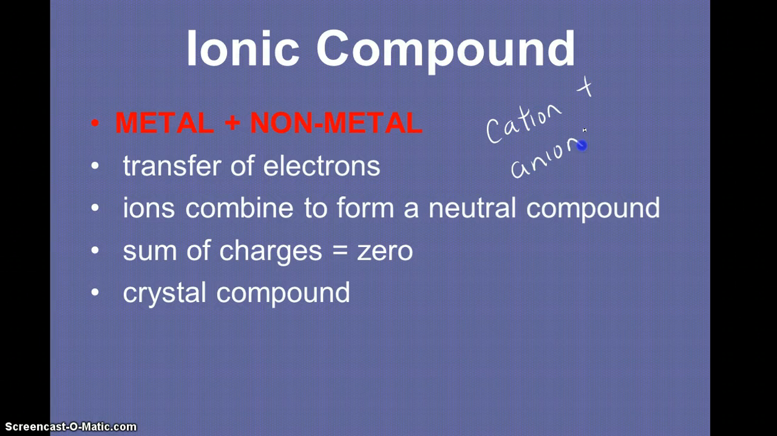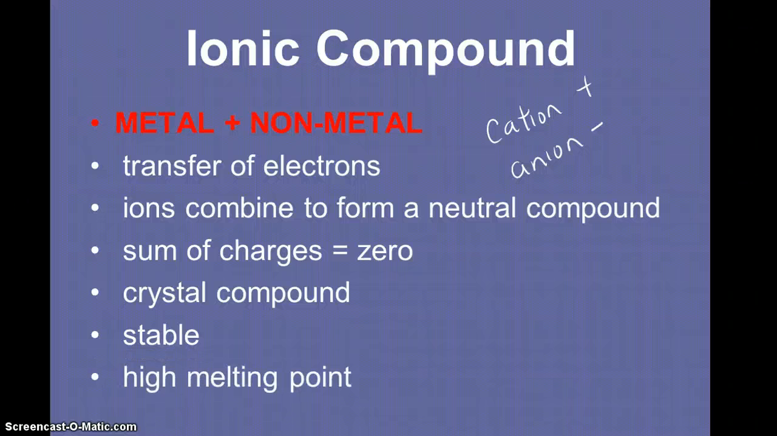Cation, anion. The cation's always named first before the anion, and that will make more sense hopefully soon here, okay? We talk about crystal compounds and the stability of these ionic compounds. There are a lot of crystal compounds. They are very stable, is what I'm trying to say here, and they do have very high melting points, okay? Again, they will either lose or gain electrons in an ionic bond.